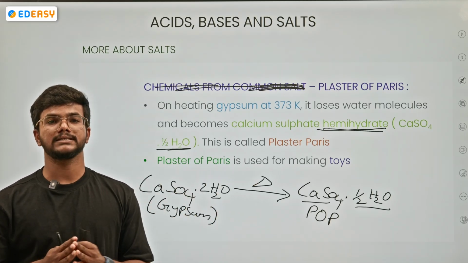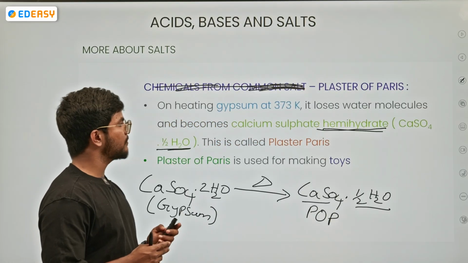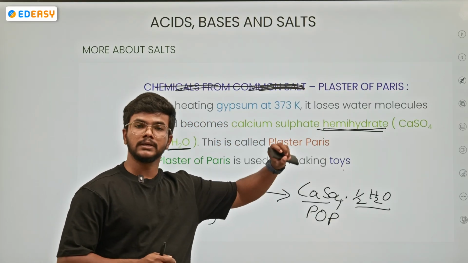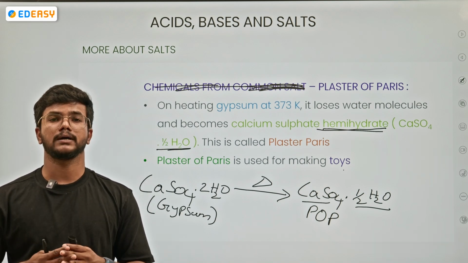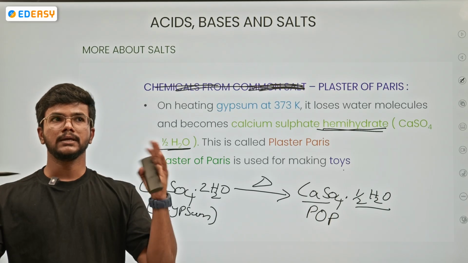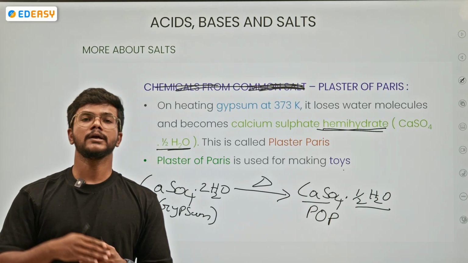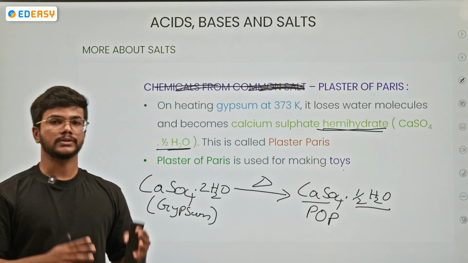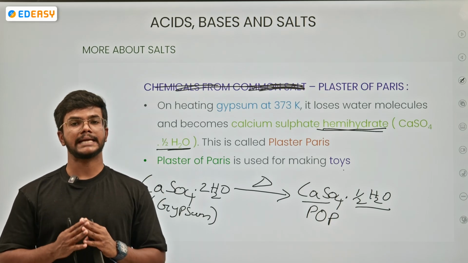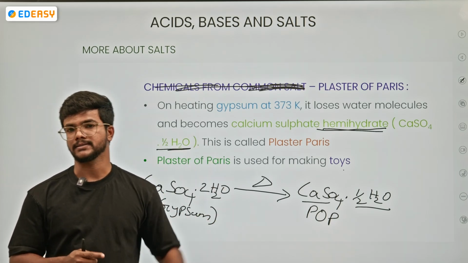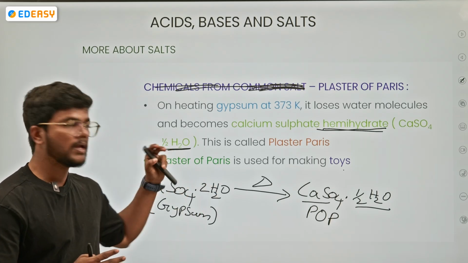This is how plaster of Paris is prepared, and it is used to make toys. Plaster of Paris is used to make toys during Ganesh Chaturthi. Ganesh idols are made of plaster of Paris, POP, and it is also used for plastering ceilings and walls. So this is what we have covered in acids, bases, and salts. The last topic was plaster of Paris. We finished that. Hope you understand the manufacturing of POP and the uses of POP.